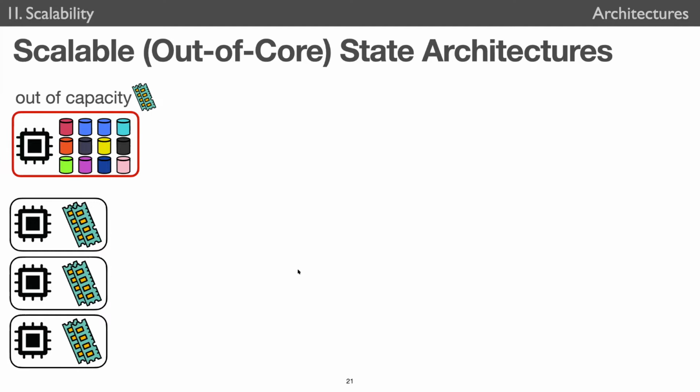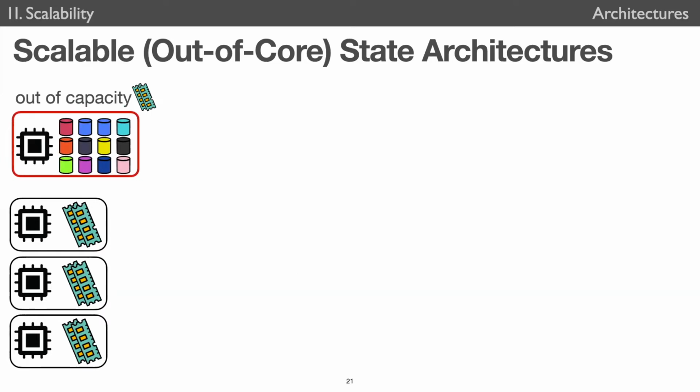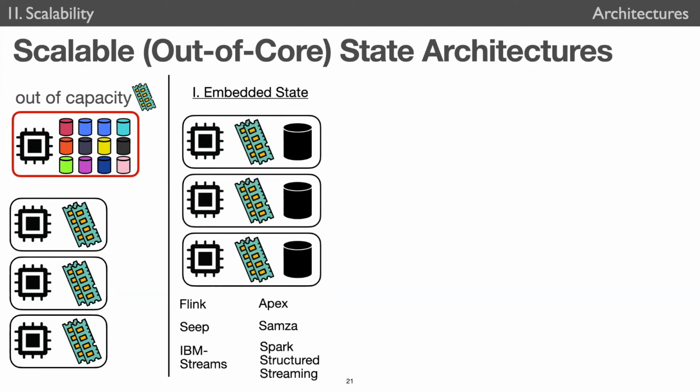And there are some standard system architectures used to support scalable state that can grow out of core. One of the most popular approaches nowadays in most open source systems is the embedded state architecture, which is basically a shared-nothing architecture where each compute task has some amount of memory and also lots of disk space available locally to read and write its own share of the computation. No remote calls are needed whatsoever to access state.